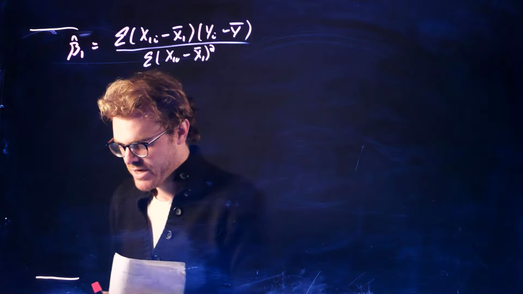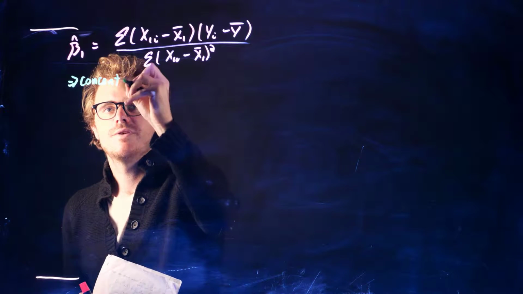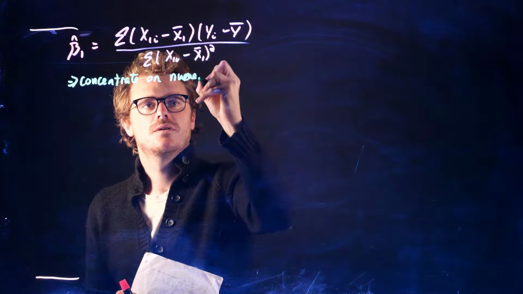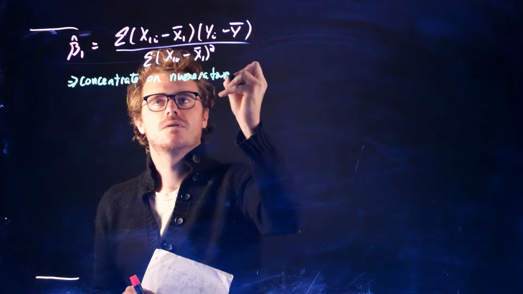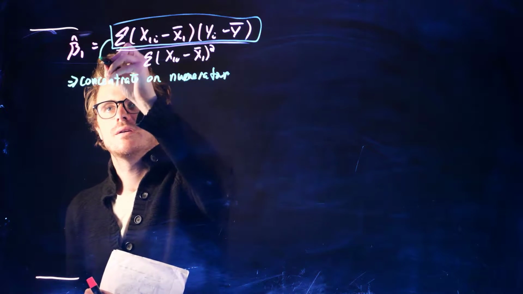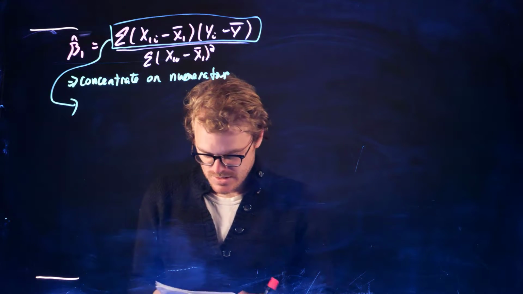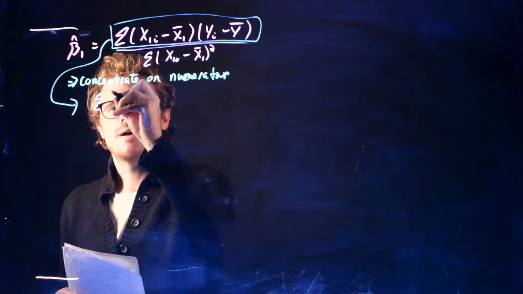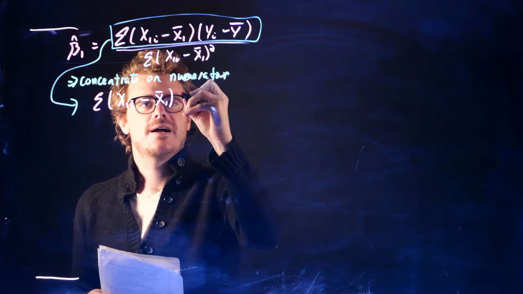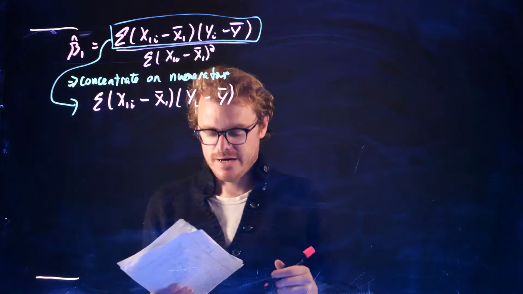So what we're going to do is concentrate for a few seconds on the numerator. So we're going to concentrate on this for a second. Let's bring just that part down here. That's what we're going to be working with. So the sum of x1i minus x1 bar, that's the average of x1. We're just rewriting it here.